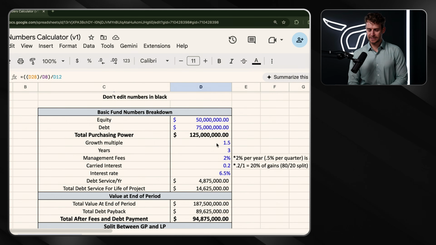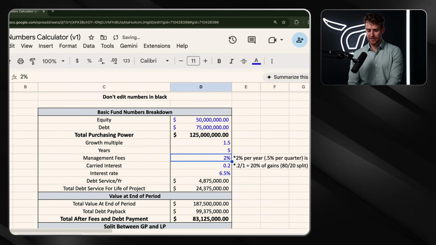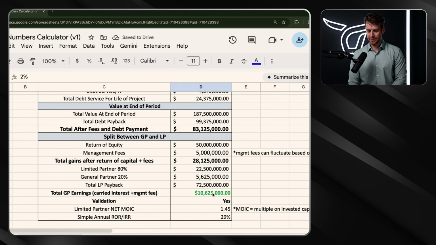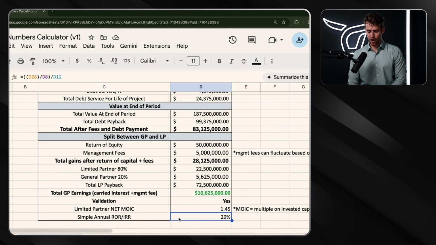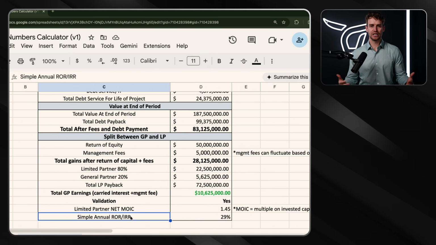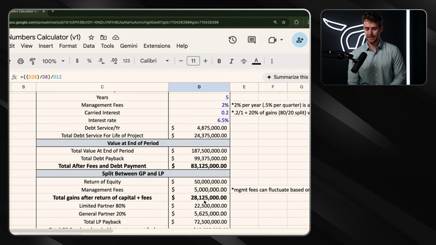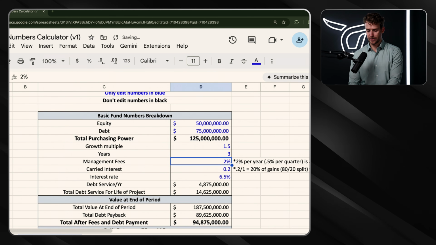Now, let's say we did this over 5 years. You can see the erosion a little bit, it still erodes down, and you can see our multiple went down because rate of return is an annual number. So that's now only 29% per year. Let me put this back to 3 like we started with.